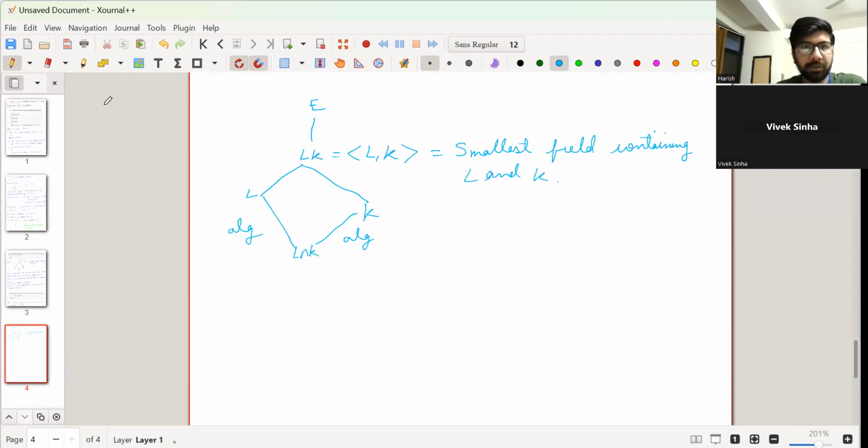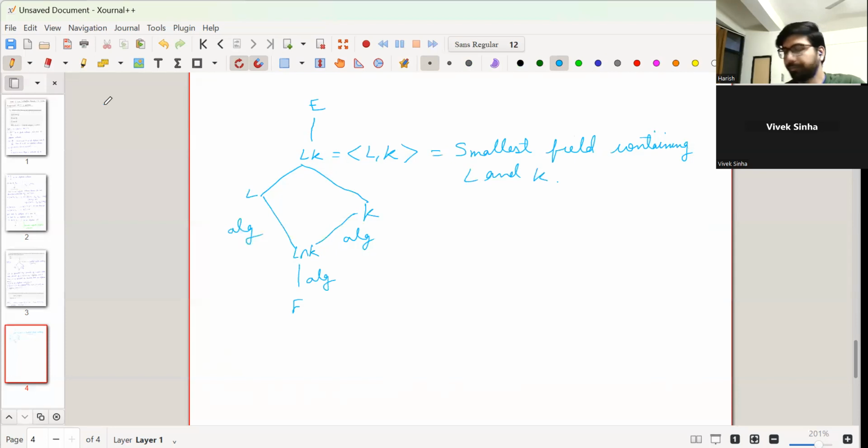The algebraic thing will also follow because each element of K and L is algebraic over F. So it will be algebraic over L intersection K as well because it satisfies some polynomial over F. And F is inside L intersection K, so it will by default satisfy a polynomial over L intersection K. And L intersection K will also be algebraic over F because L and K both are algebraic over F. This is the situation that we have.